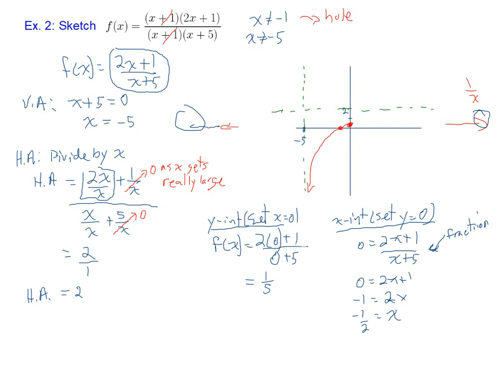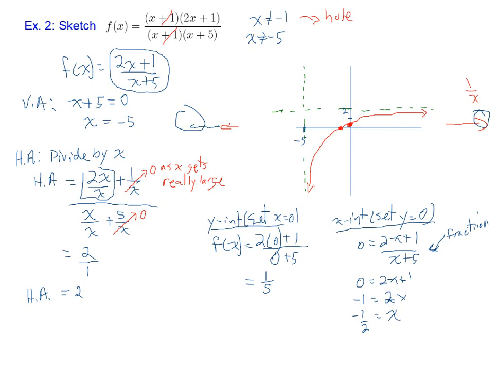It can't cross the x-axis again, otherwise we would have found another x-intercept. So it has to come down. That's the only option. And then as we move from left to right, it's going to approach this horizontal asymptote and get closer and closer to that asymptote.